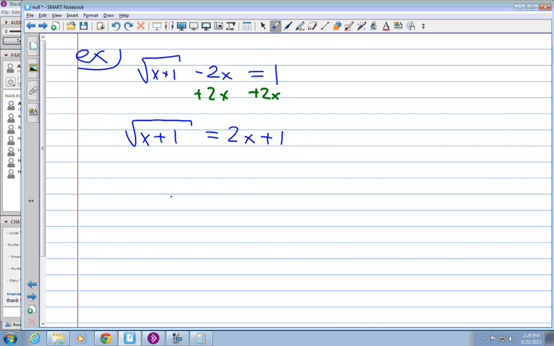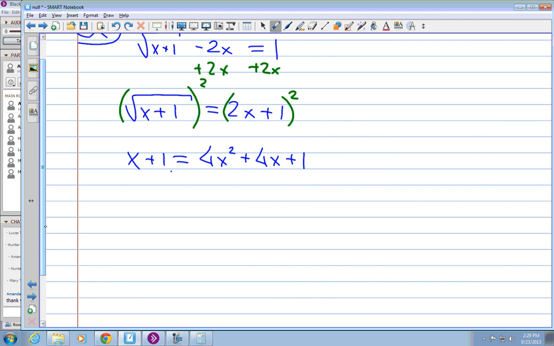So now the radical is isolated. So we're going to square both sides to kill it. So that's the step 2. Square both sides to kill that radical. So the left-hand side is just x plus 1. Right? Just kills the square root. While the right-hand side is 4x squared plus 4x plus 1. You can either FOIL 2x plus 1, 2x plus 1, or you can use the formula that tells you how to square a sum.